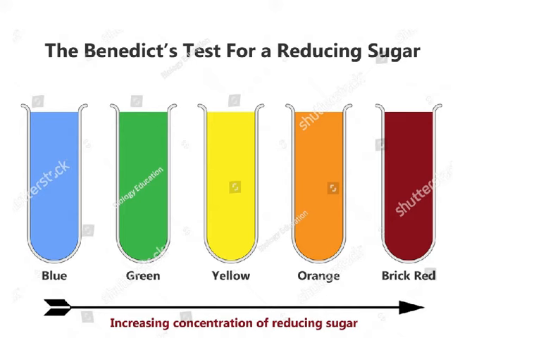Another diagram showing you the Benedict's test for reducing sugar, and this gives you all the colors and increasing concentration of reducing sugar. So the more it is brick red, the more reducing sugar there is. So blue, green, yellow, orange, and brick red.